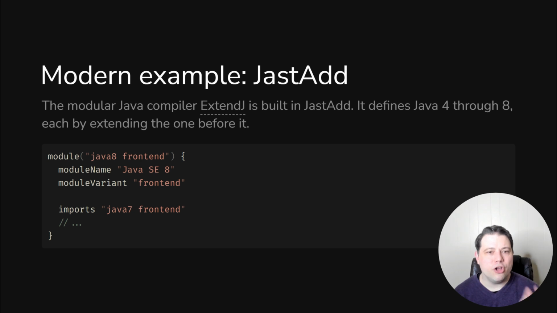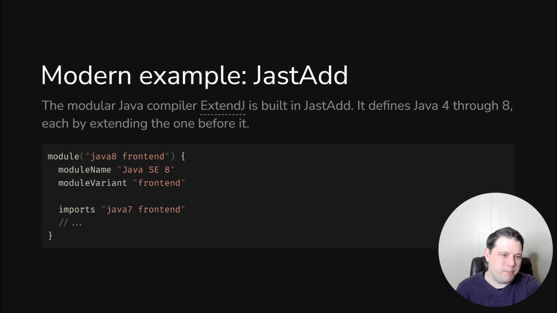That Java compiler is called ExtendJ. And they did something super interesting here. They defined Java 4 through 8 without changing the old ones. They just defined the new Java version in terms of the previous one, which is not at all how compilers are built. The Java 6 compiler does not have a Java 5 compiler in it. They had to change it, right?